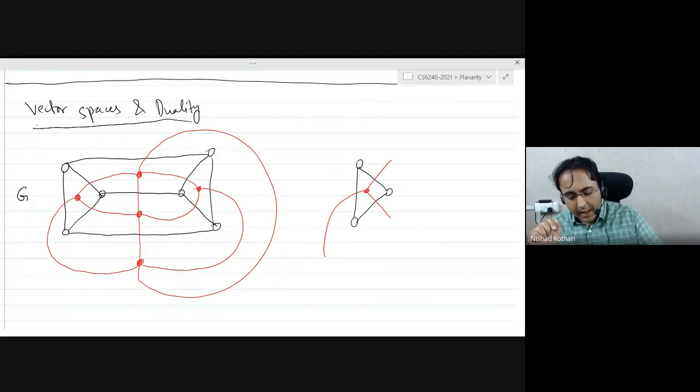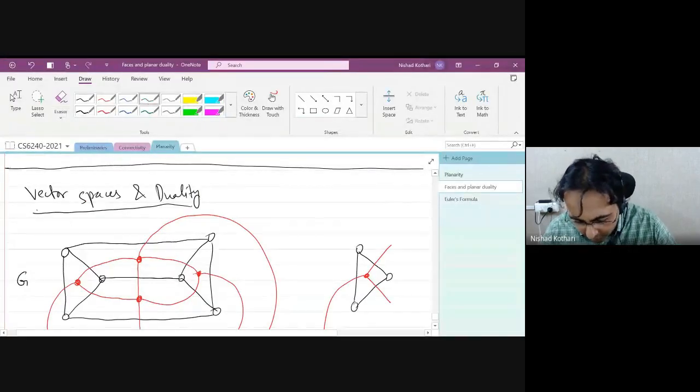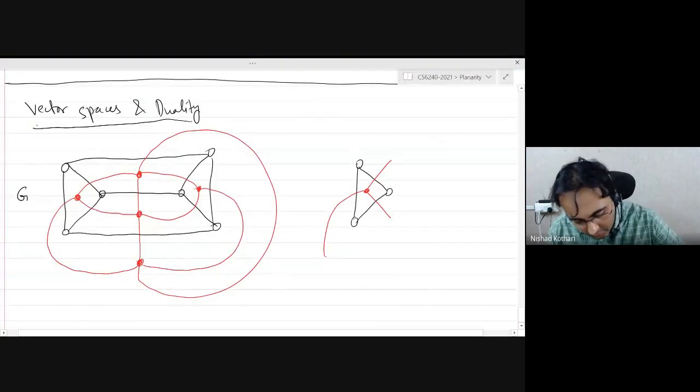But it turns out that something more general is true. So now let's consider a cycle in the graph G that is not a facial cycle, that is not the boundary of a face. Okay, so let's look at that. Supposing I take this cycle.